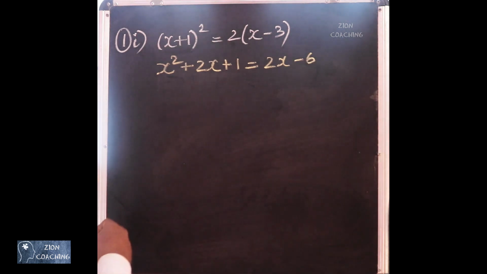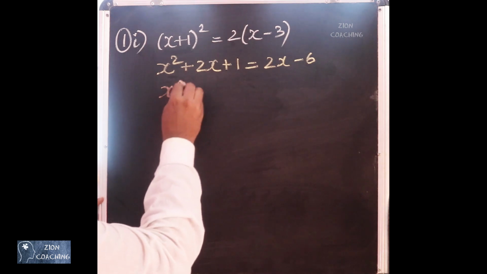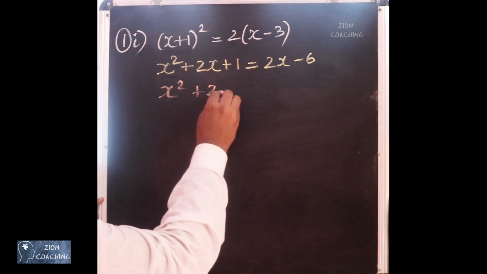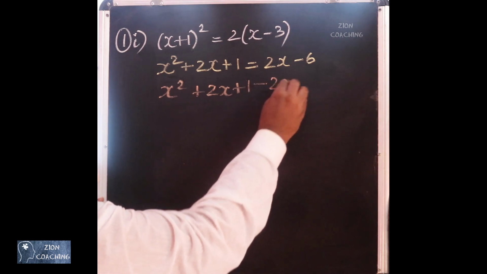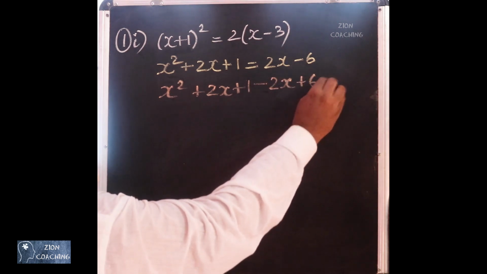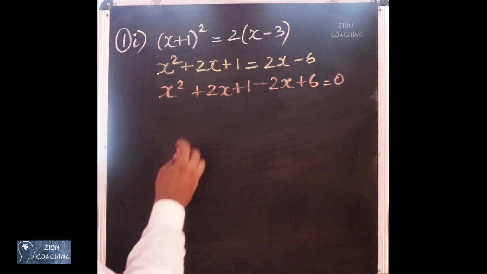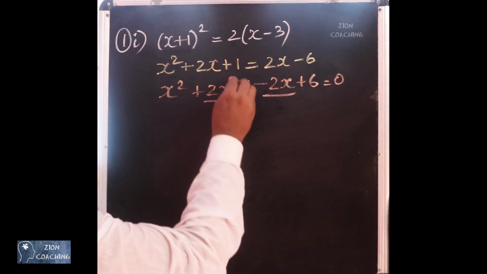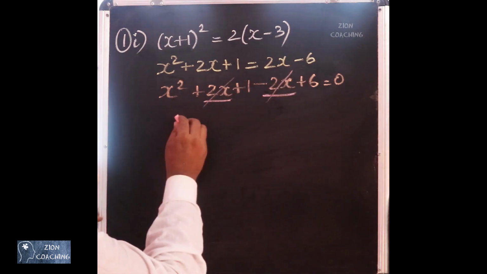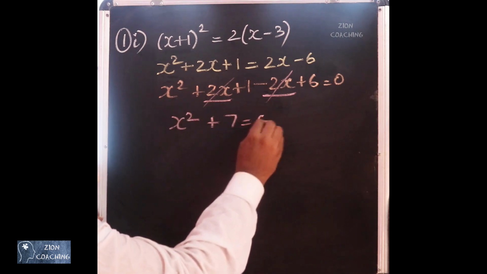Now bring all the terms to one single side, then you will have x squared plus 2x plus 1 minus 2x plus 6 equal to 0. Finally, when you solve, you will have the answer. This 2x and minus 2x will get cancelled. We have x squared plus 7 equal to 0.